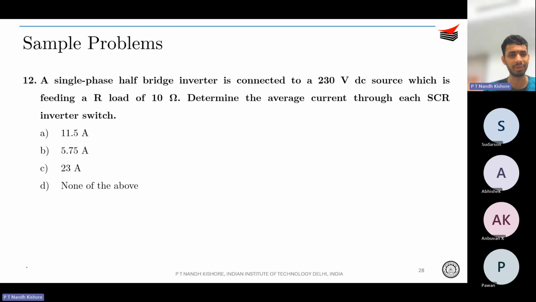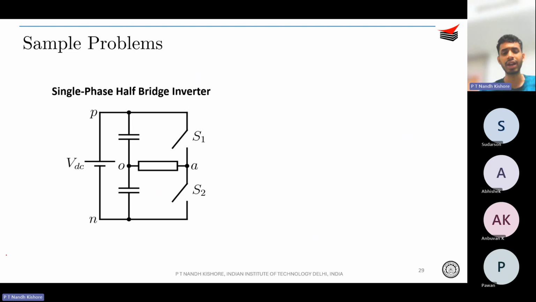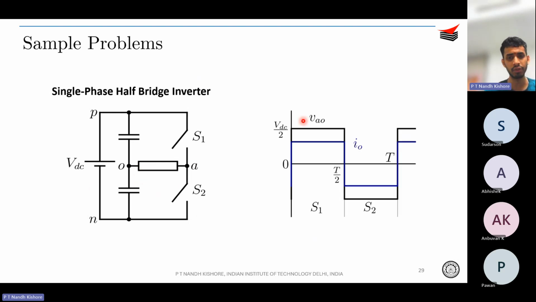So again, it's a pretty simple problem, but it will be better if you draw the circuit and the waveform so you'll be able to understand when the devices will actually be conducting. When S1 is turned on, there is going to be a positive voltage between 0 to T by 2. And when S2 is turned on from T by 2 to T, there is going to be negative voltage across VA0. So just draw the waveforms.